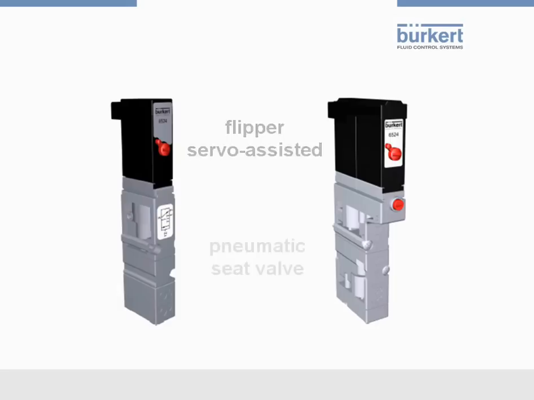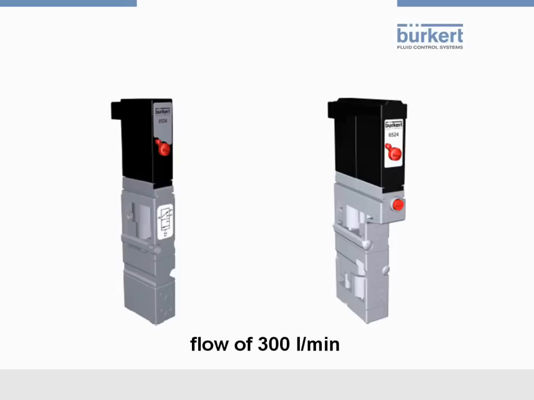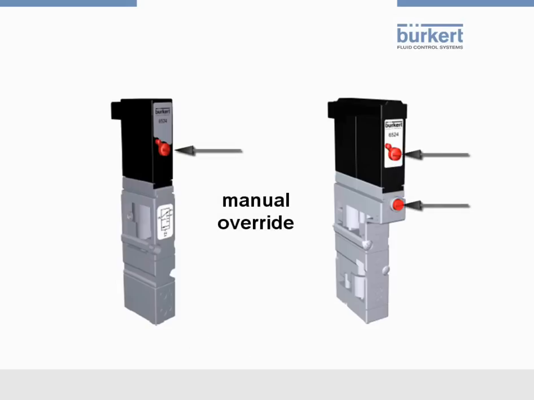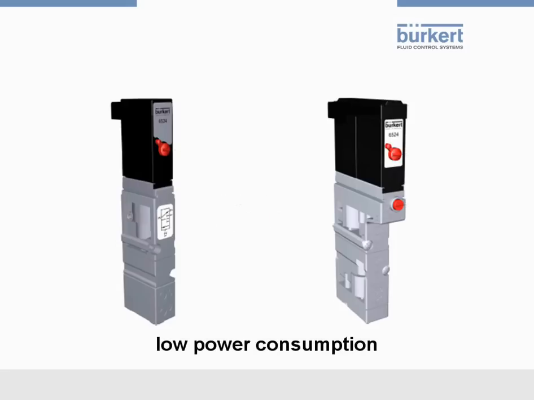servo-assisted valve and a pneumatic seat valve. Both types allow a flow of 300 liters per minute, are equipped as a standard with a manual override, and enable the switching of high pressures combined with low power consumption and short switching times.